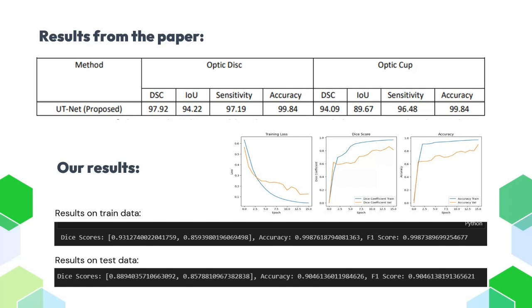However, when we ran our implementation, the results were slightly lower but still strong. On the training set, our model achieved a dice score of 93.12 for the disc and 85.93 for the cup, with an accuracy and F1 score both at 99.87%. When tested on unseen data, the model produced a dice score of 88.94 for the disc and 85.78 for the cup, with an accuracy and F1 score of 90.46%.